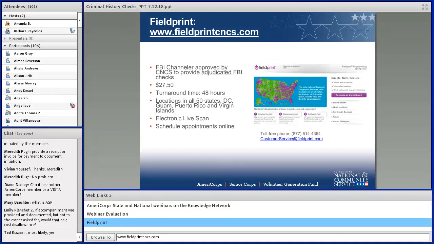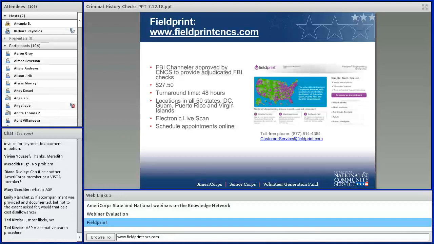Field print is one that we have contracted to provide grantees an adjudicated check. So that means that it's actually really great. You do it online. People can create appointments to get their fingerprints live scanned, and then what you get back in return is not going to be the rap sheet. It's going to be basically green light for cleared, red light for not cleared.